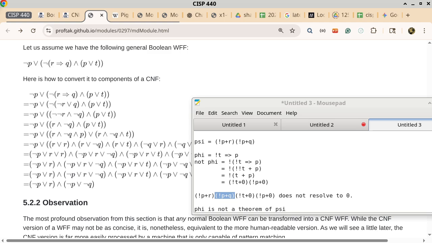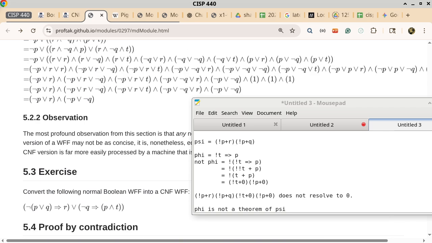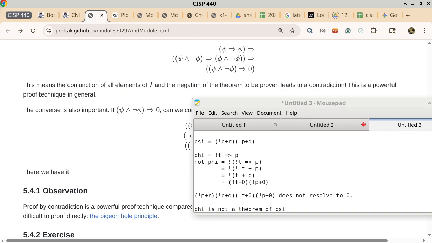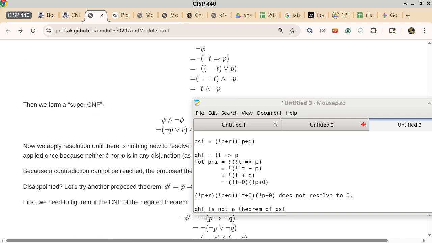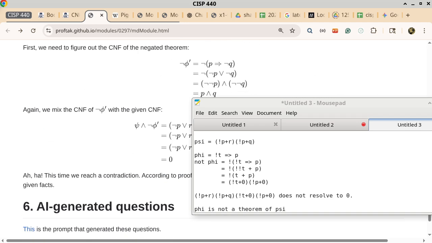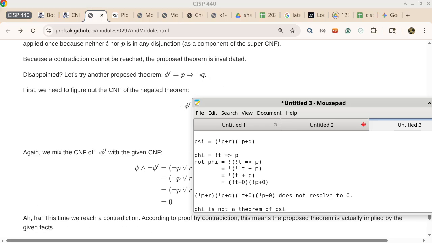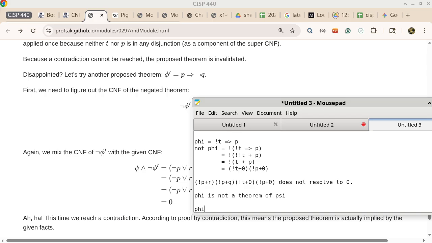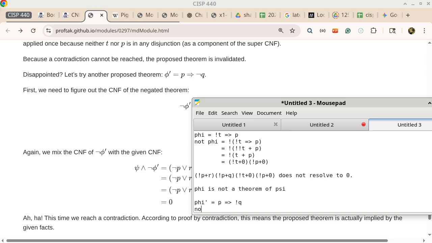All right. Because this one does not resolve to anything, we go, okay, show me something that actually resolves to false. We only have about 2 minutes left, but I think we can do it because we have phi 1. Okay, so phi 1 or phi prime is here. So this is phi prime, and we'll see what we can do with it. Phi prime is P implies the negation of Q. So not phi prime is going to be just the negation of P implies not Q.